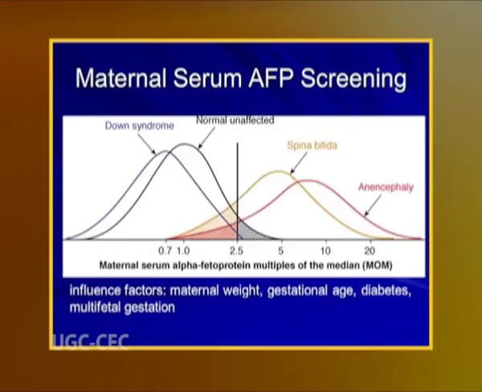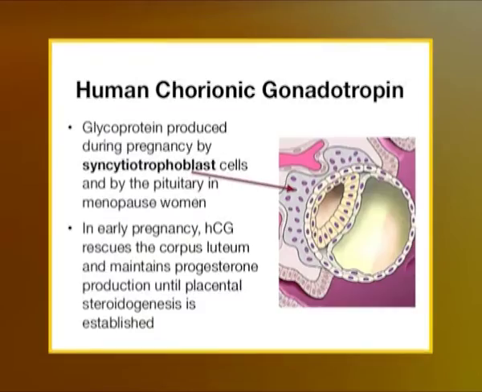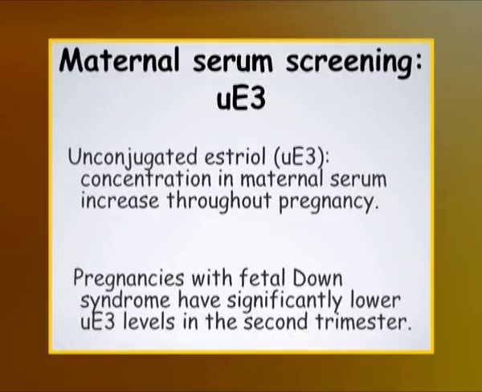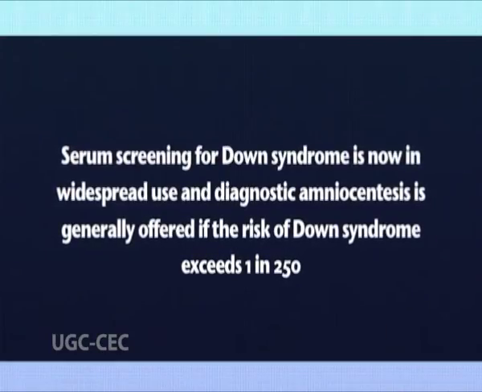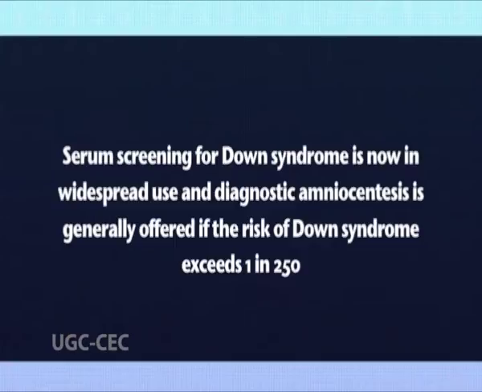In 1992, a combination of maternal serum AFP (alpha-fetoprotein), human chorionic gonadotropin (HCG), and unconjugated estriol (UE3) in the second trimester was shown to be an effective screening test for Down syndrome, providing a composite risk figure taking maternal age into account. Serum screening for Down syndrome is now in widespread use, and diagnostic amniocentesis is generally offered if the risk of Down syndrome exceeds 1 in 250.